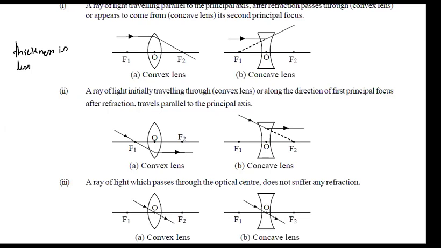Now, just think about it. I'm just talking about only one surface. Now light falls and the tangent of the surface is like this. This is the tangent and light is coming like this. So it is entering from rarer medium to denser medium. So it will bend toward the normal, yes or no? Right? So it seems like it will converge. Got it? Yes or no?